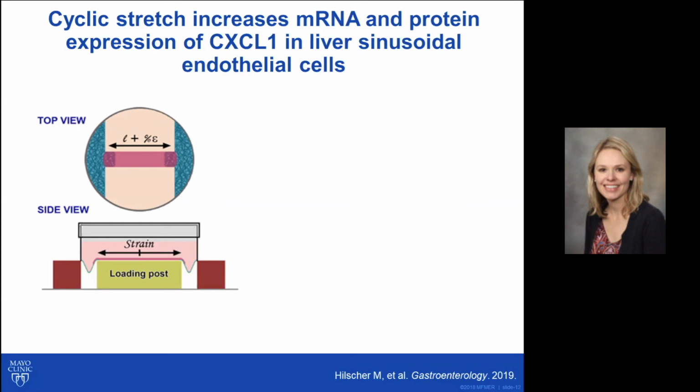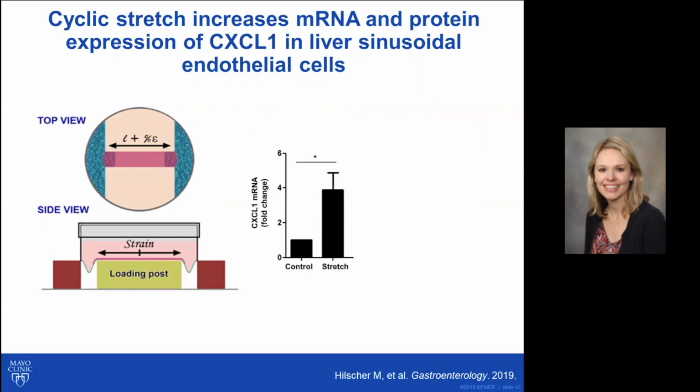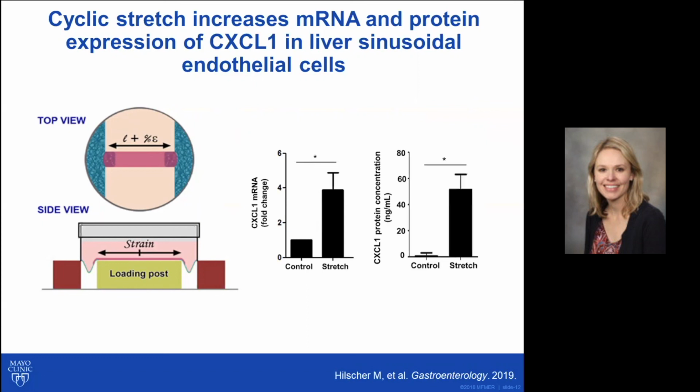This revealed that cyclic stretch induced transcriptional upregulation of a number of cytokines which impact inflammatory cell chemotaxis, including CXCL1. We confirmed the increase in CXCL1 by quantitative PCR, and ELISA analysis confirmed increased secretion of CXCL1 by liver sinusoidal endothelial cells subjected to cyclic stretch. These findings suggest that liver sinusoidal endothelial cells subjected to stretch generate chemotactic signals which can induce the infiltration of immune cells, including neutrophils.